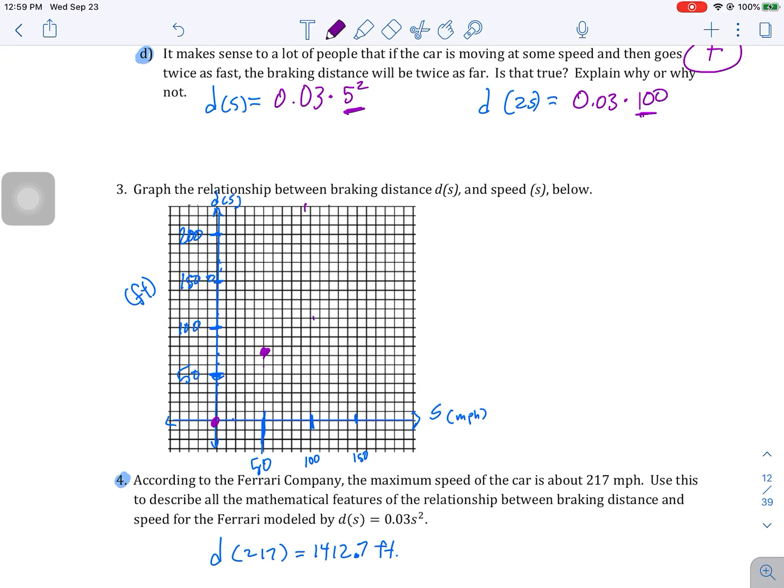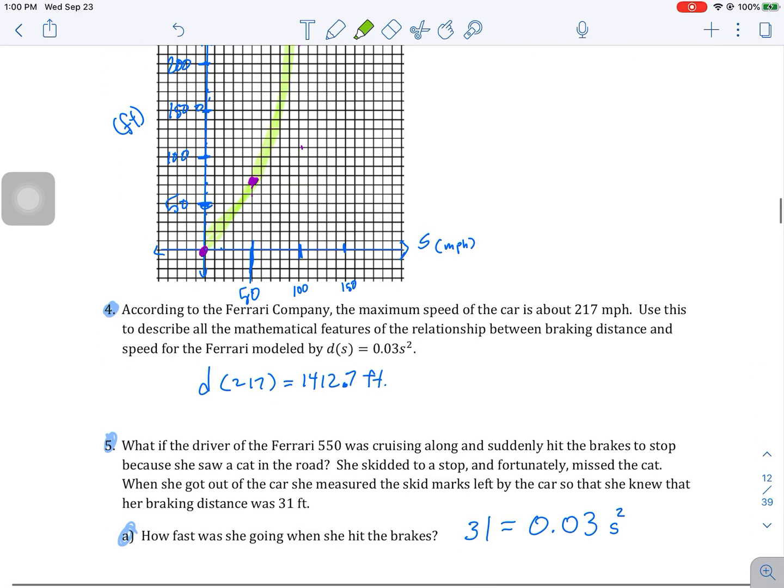Uh-oh, I'm off the grid. How about that? So this is probably 10, 20, 30, 40, 50, 60, 70, 80, 90. It's all the way up there. Okay. So, and then, you know, I could do the other ones here, but anyway, the way that looks, I'm going to just draw the curve just to kind of simulate what it is. And you can see it's half of a parabola here.